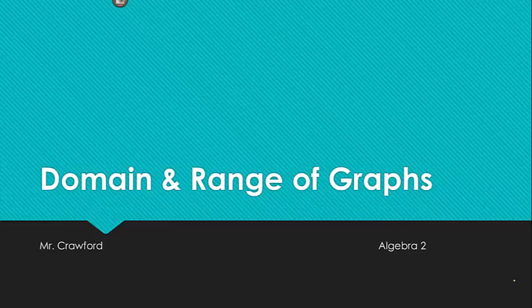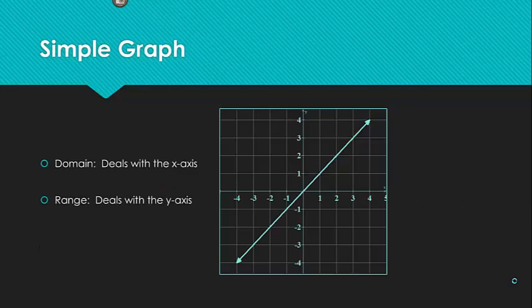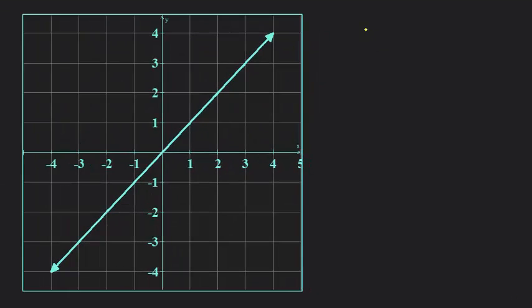Howdy. This video will focus on finding the domain and range of graphs. So pretty much we have a simple graph here. This would be f of x equals x, or y equals x. So if y equals x, we have our standard 1/1 slope. So this is our slope here.